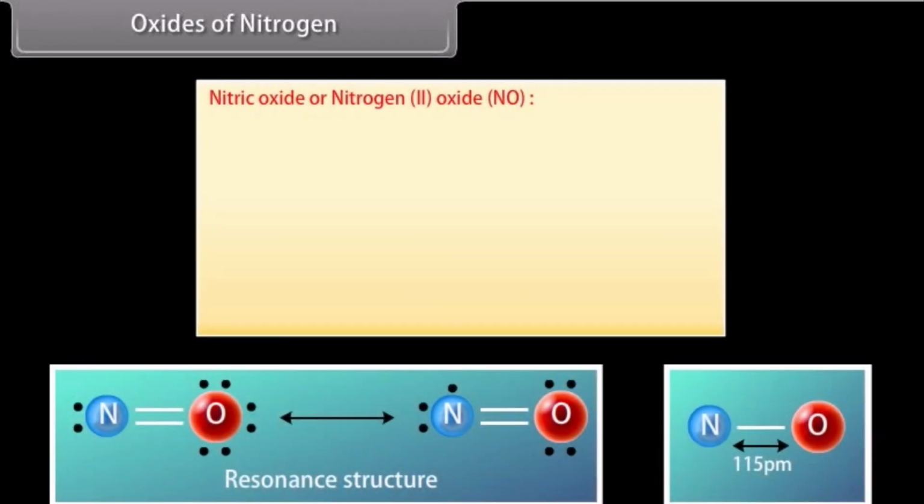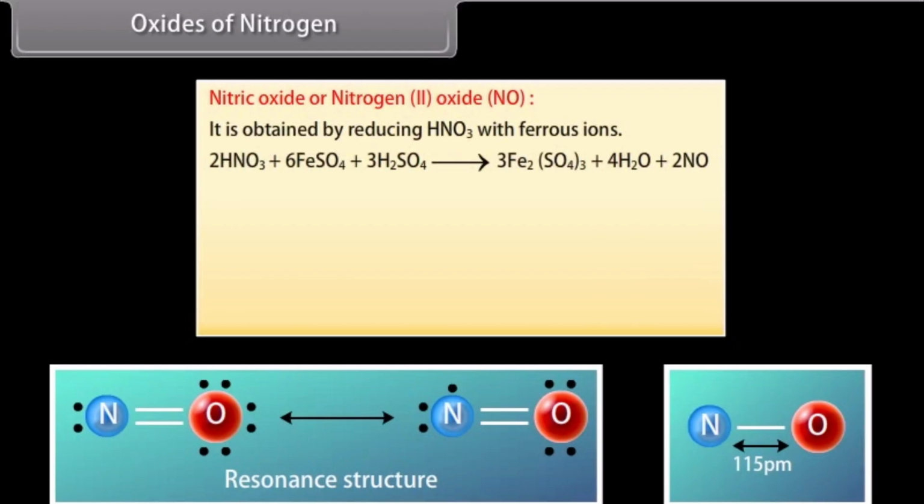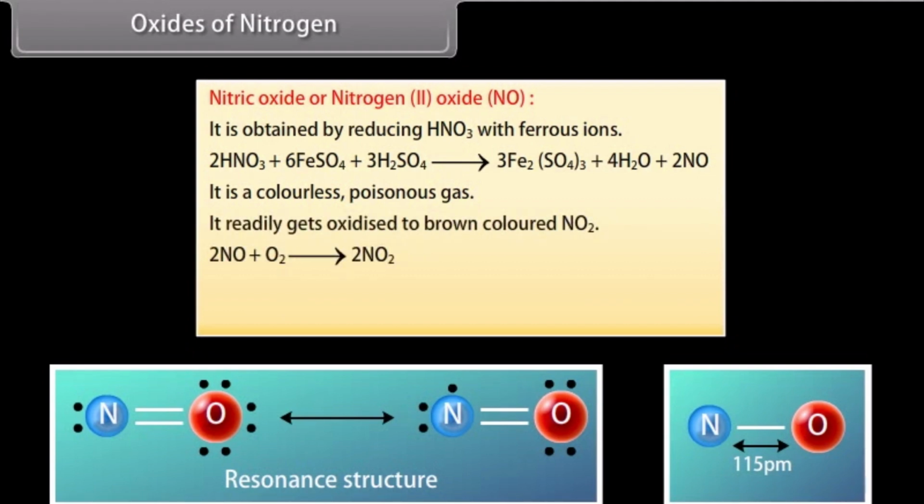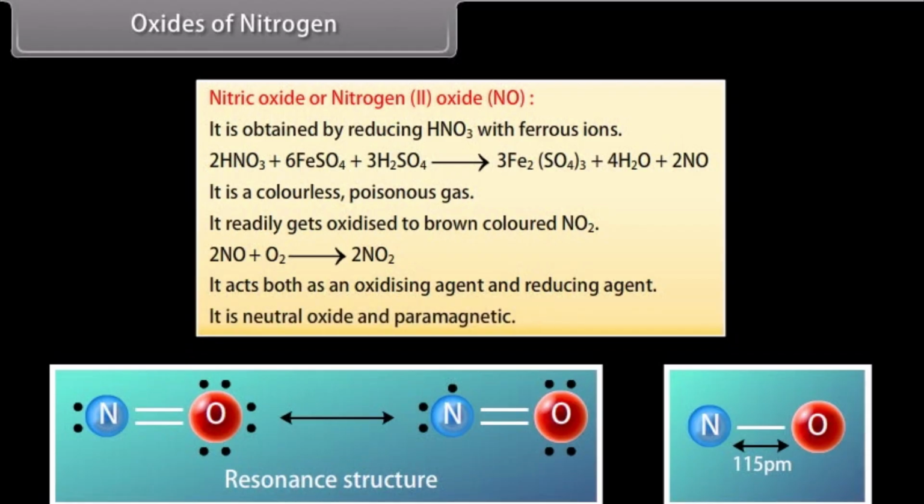Nitric oxide, or nitrogen 2 oxide. It is obtained by reducing HNO3 with ferrous ions. It is a colorless, poisonous gas. It readily gets oxidized to brown-colored NO2. It acts both as an oxidizing agent and reducing agent. It is a neutral oxide and paramagnetic.